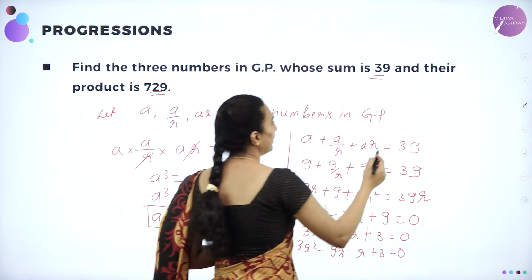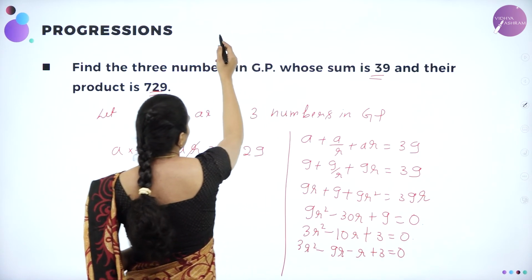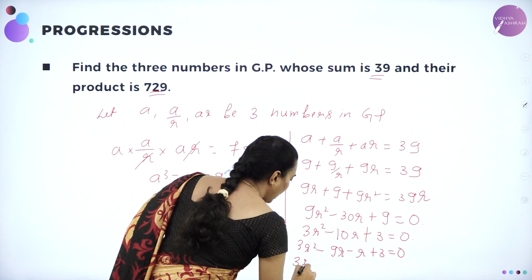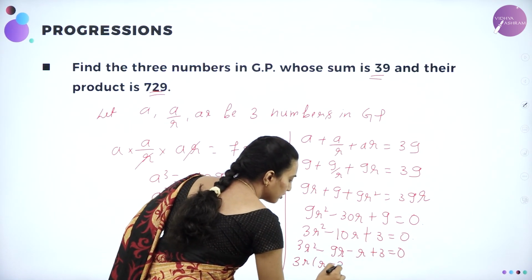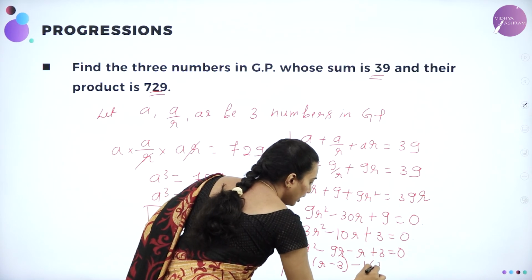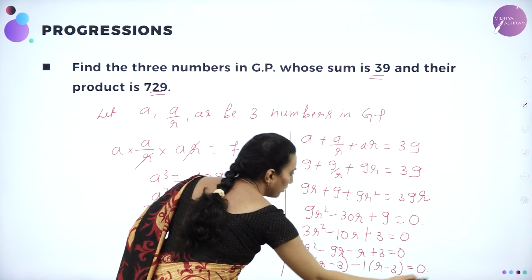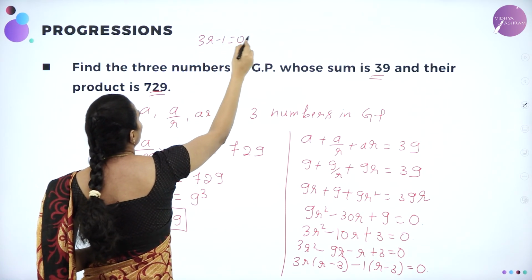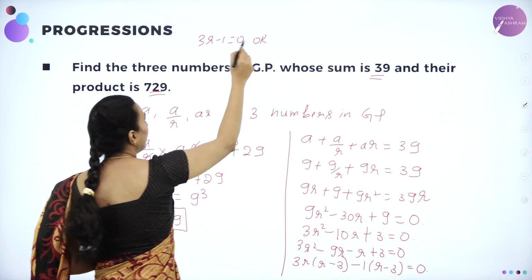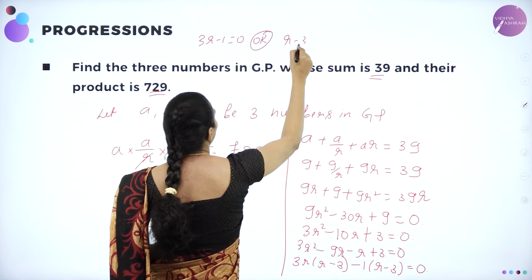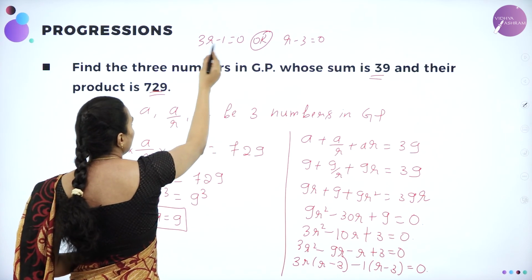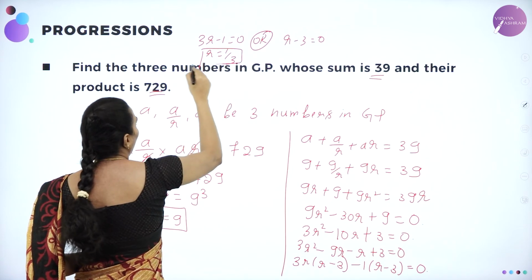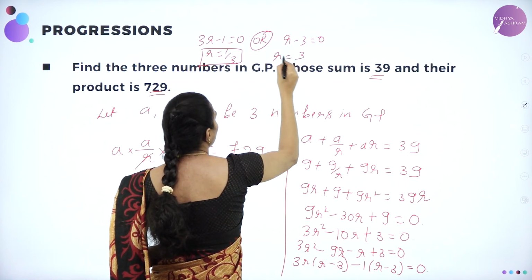Otherwise, I can solve like this. What I can take common here? 3r. If I take 3r, the remaining is r minus 3, and 3 3s are 9, so 3 is remaining. Minus 1 into r minus 3 is equal to 0. So therefore, equating 3r minus 1 equal to 0, or I can equate r minus 3 is equal to 0. So 3r minus 1 equal to 0 means r will be equal to 1 by 3, or r will be equal to 3.